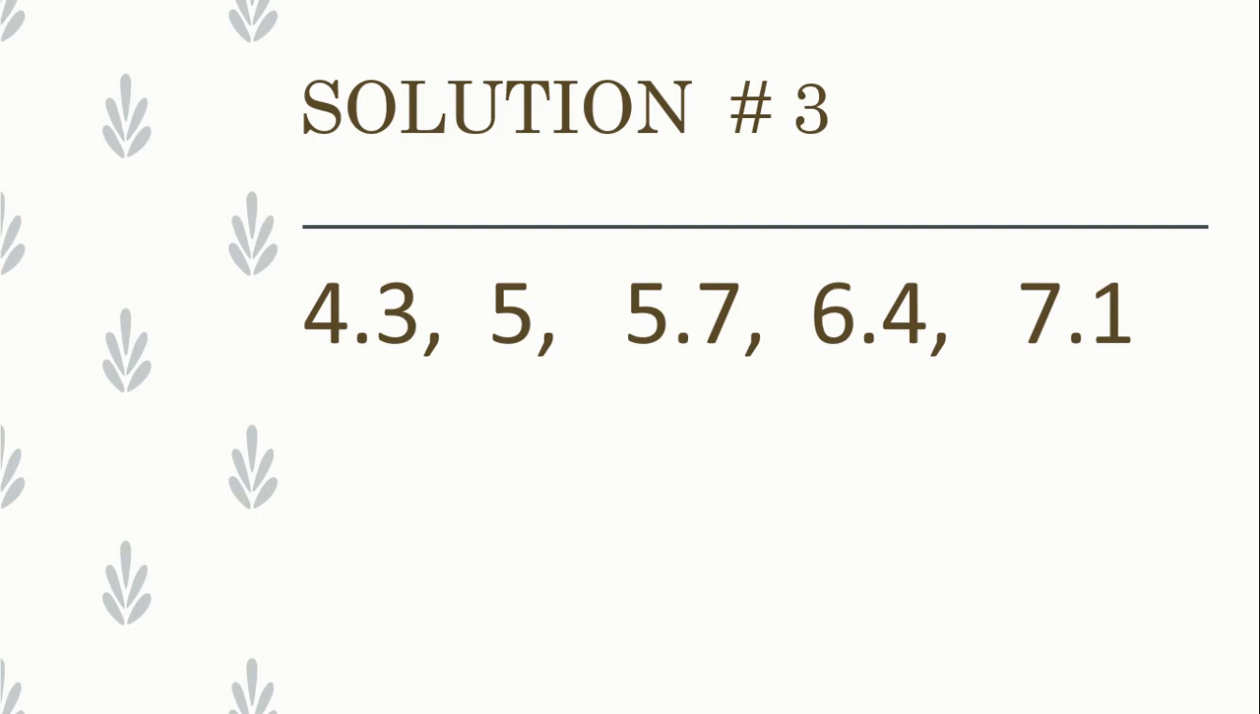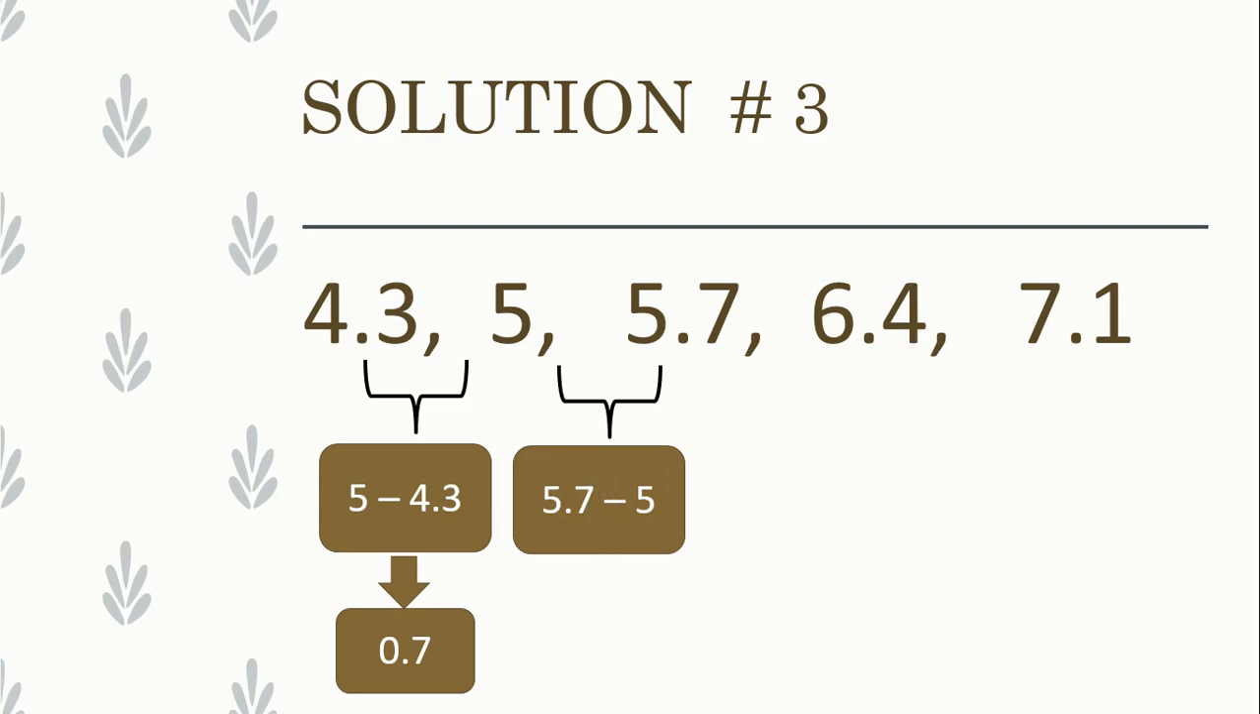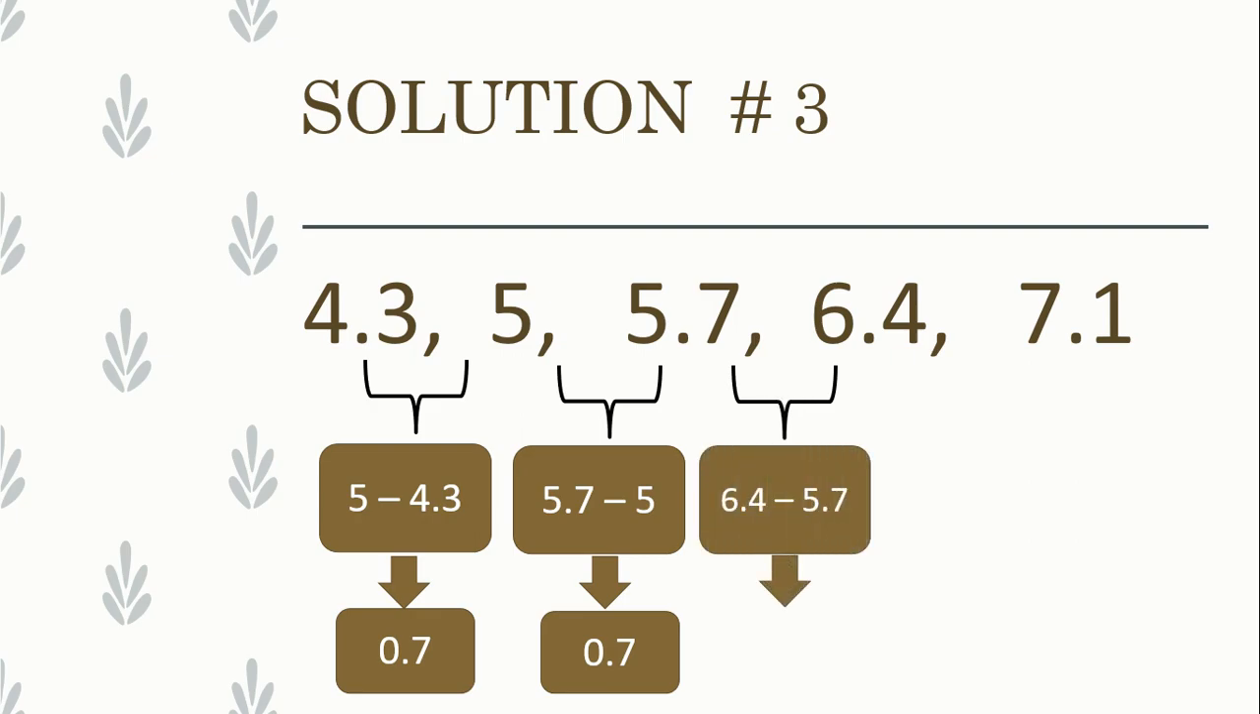The first two consecutive terms are 4.3 and 5. The previous term of 5 is 4.3. Therefore, we subtract them. That is 5 minus 4.3. And that is 0.7. The second two consecutive terms are 5 and 5.7. We subtract them. 5.7 minus 5, and that is 0.7. And it will continue.